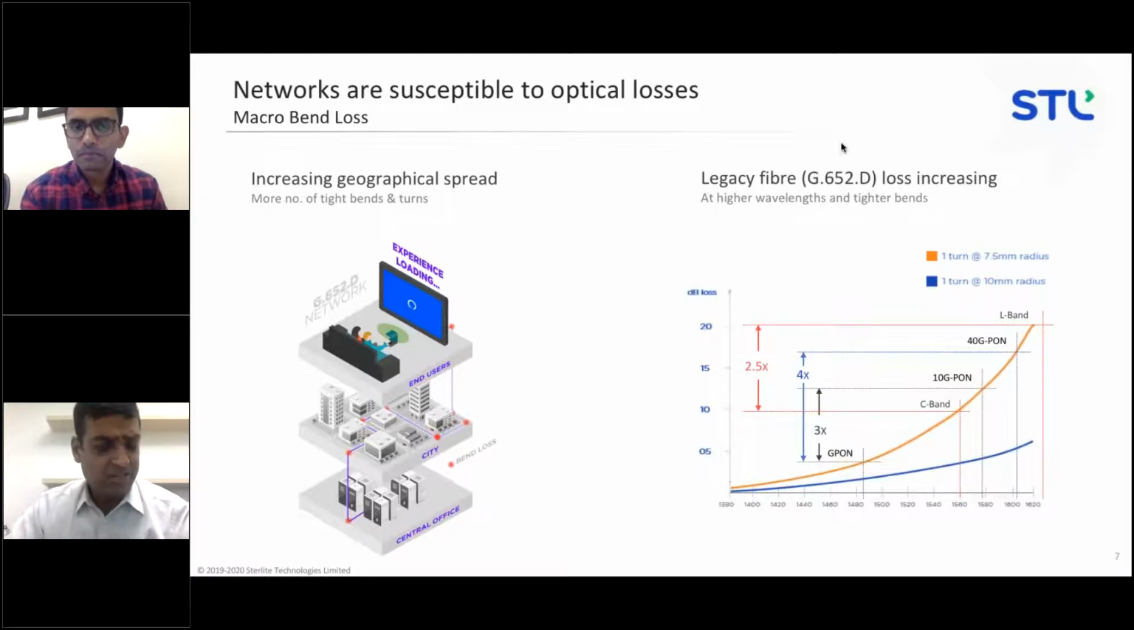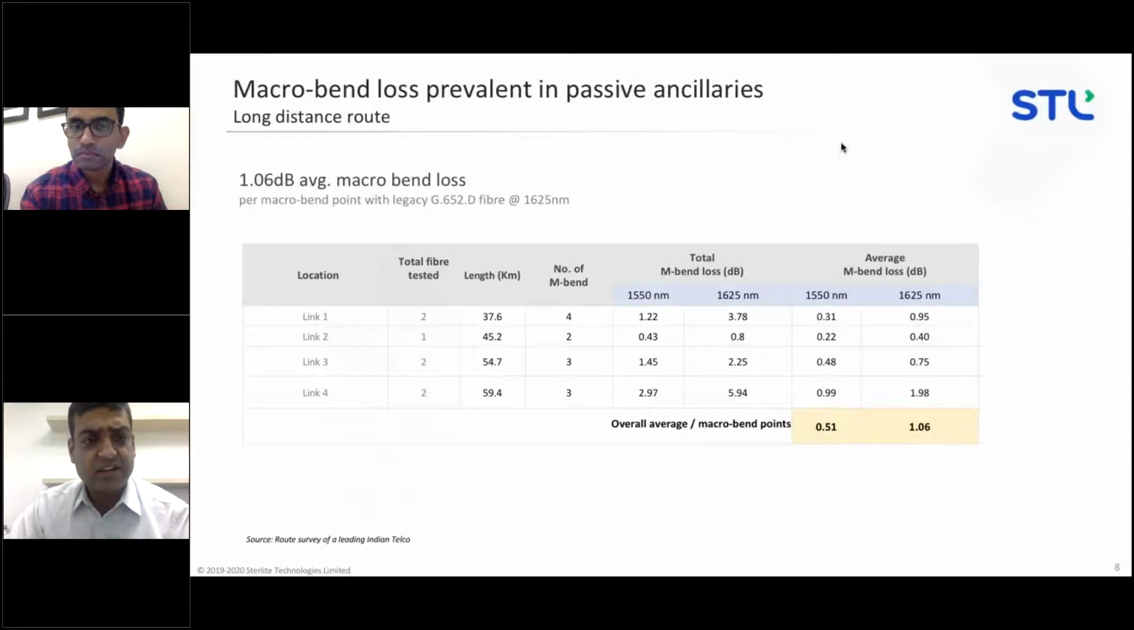Here's data from some field studies that we have actually conducted on this exact area, and this has been done for a long distance route, and we are talking about G.652D fiber at 1625 nanometers. And what we see from this is that we suffer an average macro bend loss of around 1 dB per turn, or 1 dB per incident of macro bend. This is actually a pretty significant loss, and it has a lot of implications on your network, as we'll see in the next few slides.